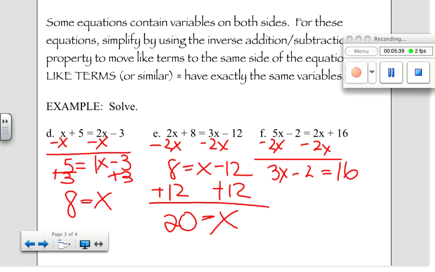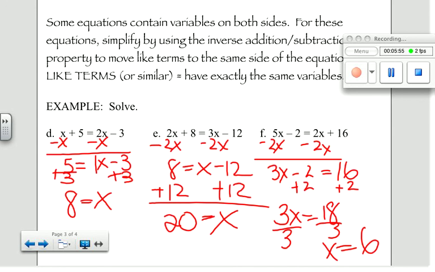I'm going to add my 2 to both sides. 3x equals 18. And then I'm going to divide. I'm going to undo that multiplication. So I get x equals 6. So this is another type of equation that you will be able to solve.